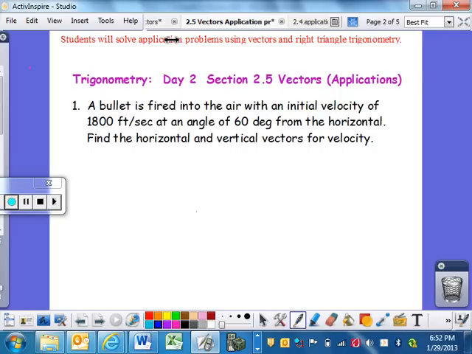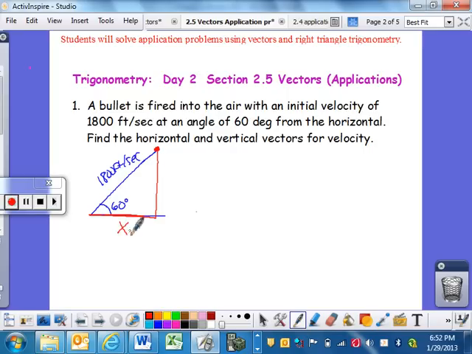at an angle of 60 degrees from the horizontal, all that means is here's my horizontal. It's getting fired 60 degrees up. And then how fast is this bullet going? If I'm firing it in the air, this is the distance it goes, 1,800 feet per second. And what I want to know is find the horizontal and vertical vectors. All that means is I want to find the horizontal and the vertical to where this bullet will be after however long you want it to be. Basically, I want to know how fast it's going for velocity.